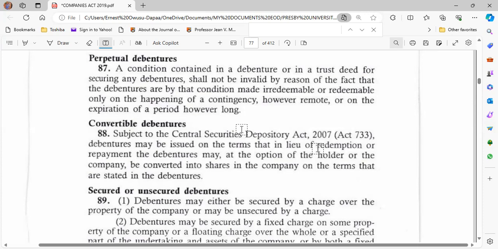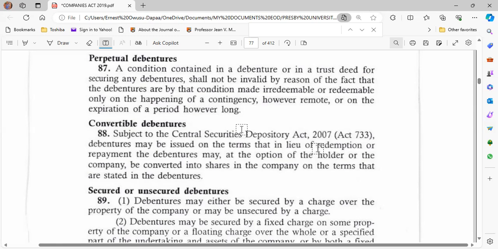If you look at that, it's not something which is going to happen anytime soon. It may happen, if it will happen at all, probably after another century or two. So you can use that contingency as the point at which the debenture will be redeemable. And as I said, this contingency is so remote.